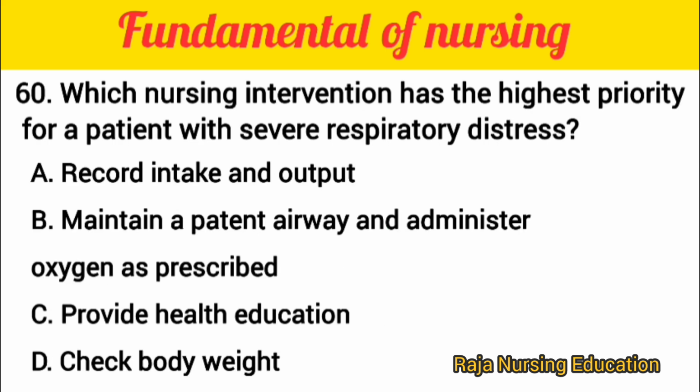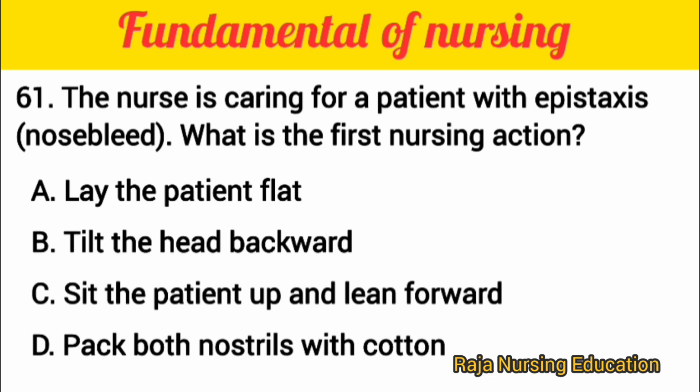Which nursing intervention has the highest priority for a patient with severe respiratory distress? The answer is B. Maintain a patent airway and administer oxygen as prescribed. The nurse is caring for a patient with epistaxis, nosebleed. What is the first nursing action? The answer is C. Sit the patient up and lean forward.